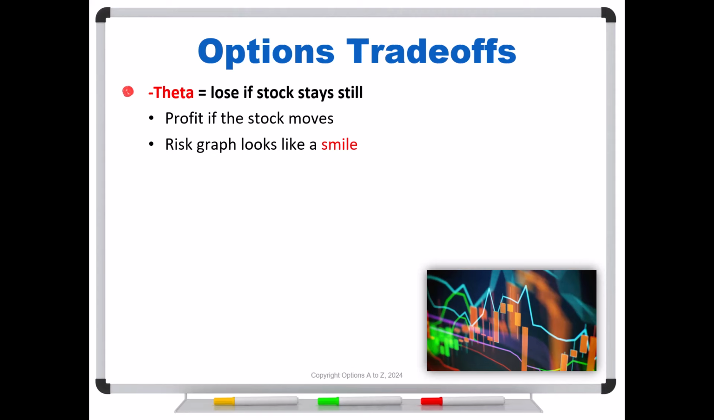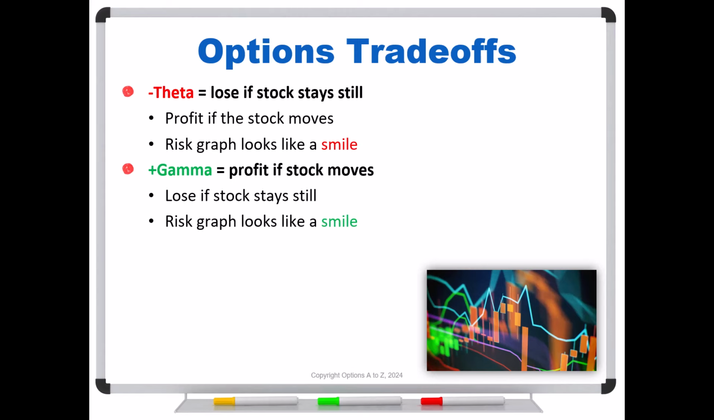Now, if you also buy an option, you've got negative theta, and you are going to have positive gamma. With positive gamma, again, you are going to profit if the stock moves, but you're going to lose if it stays still. So you can see that there's a connection. Negative theta corresponds to positive gamma. And again, the risk graph looks like a smile, and that's because it is a long option.